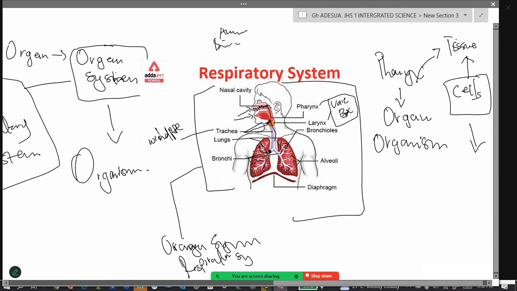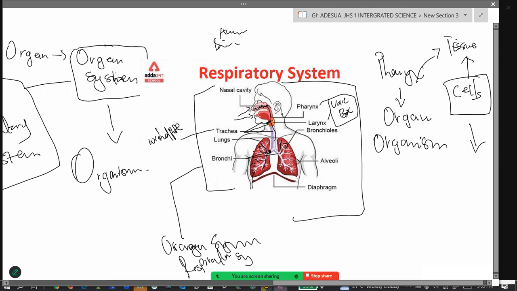Now the alveoli, they are responsible for gaseous exchange, right? So the alveoli is where the air that you breathe will enter into our bloodstream, and then it will move all around our bodies, right? So that is respiration. Now, what the lungs do is that the lungs contain all of these things. The lungs contain the bronchioles and the alveoli, right?